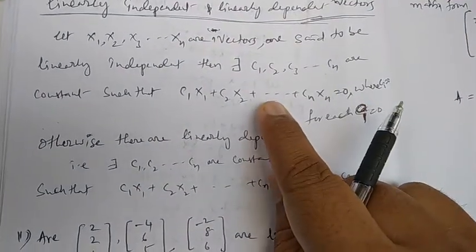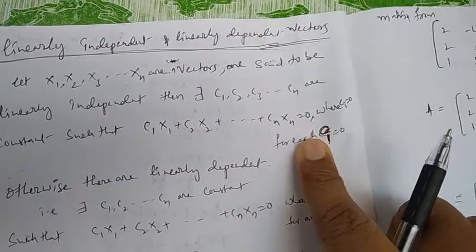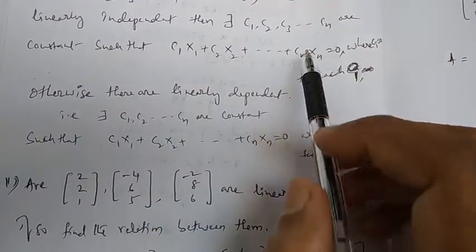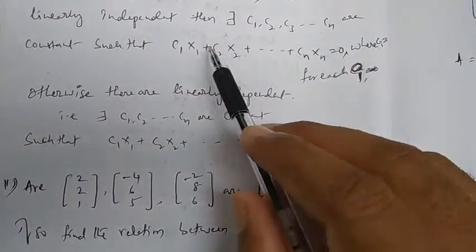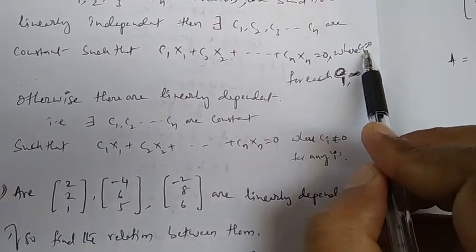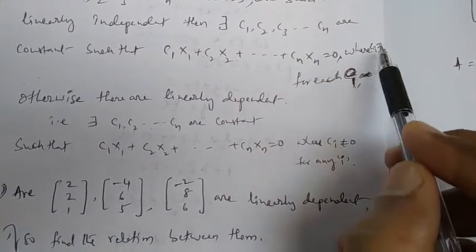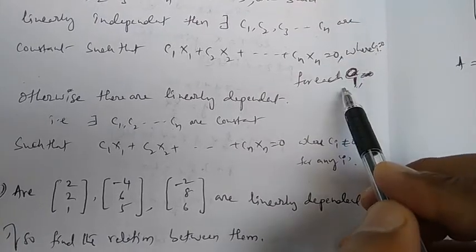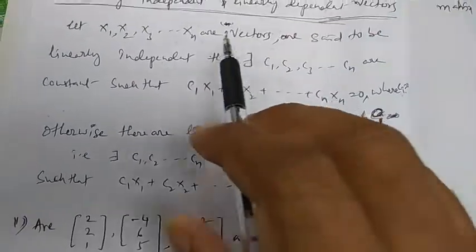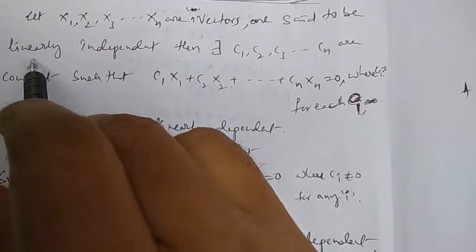This is the linear combination of all these vectors equal to 0, where ci equals 0 for each i. It means that all the constants c1, c2, c3, c4 and so on up to cn are all zeros, where ci equals 0 for each i. Then x1, x2, x3, x4 and so on up to xn are linearly independent vectors.